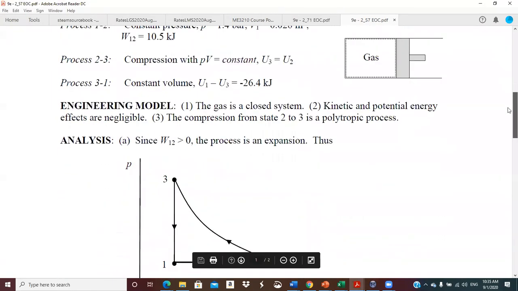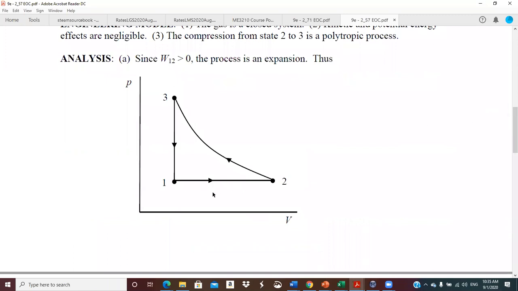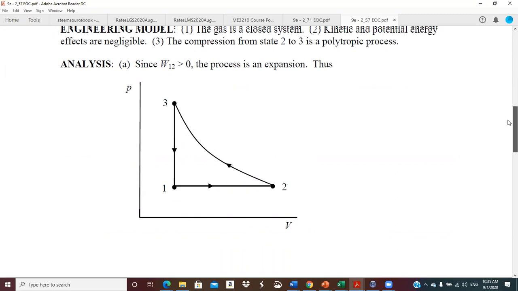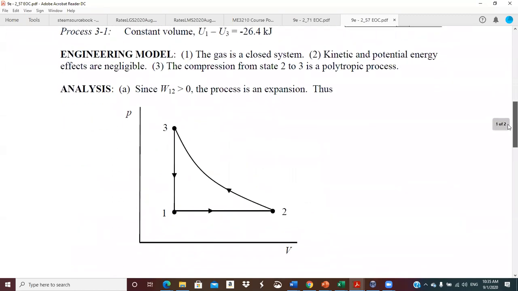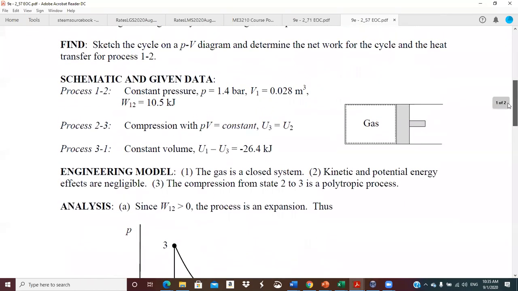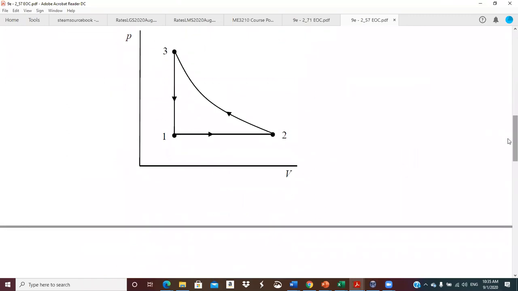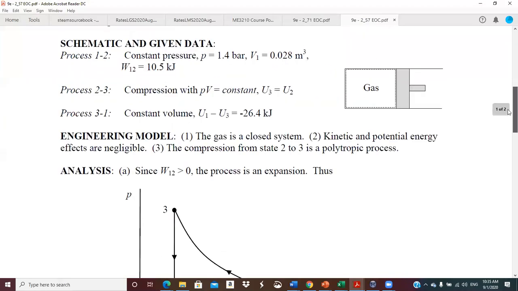So let's just look at 1 to 2, constant pressure. So we got this nice rectangular area that's going to represent the work on a PV diagram for us. But they've already given us the work. But that area from 1 to 2 down to the volume axis represents that work quantity. That's that integral done for you.